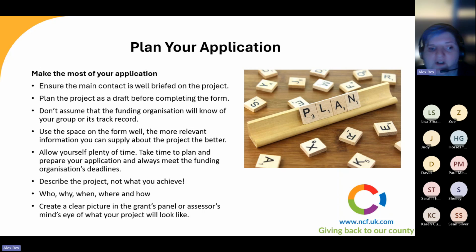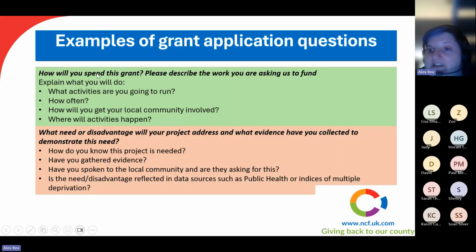Here I've got some examples of possible grant application questions. How are you going to spend this grant? Please describe the work that you're wanting us to fund. This is when you give that detail of who it is for, what the activities are, what service you're going to be providing, how often it is going to take place, and who is going to be delivering it. Also, how are people going to find out about the project? Whether they're going to be referred in from local authorities or VCSE organisations, or whether people can self-refer. Those sorts of questions, where you're really describing what the activity is.